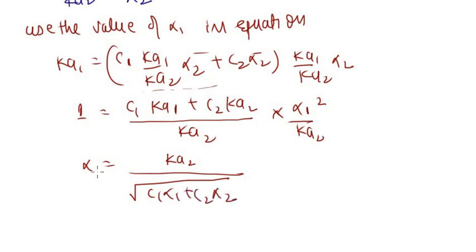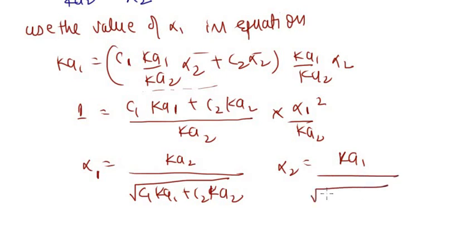The alpha 1 that comes out to be this Ka2 upon C1 Ka1, right, it is not alpha 1, it is Ka1 upon the root of C1 Ka1 plus C2 Ka2. If we use this alpha and cross multiply all this, you will get this term. Similarly, alpha 2 comes out to be Ka1 over the root of C1 Ka1 plus C2 Ka2.